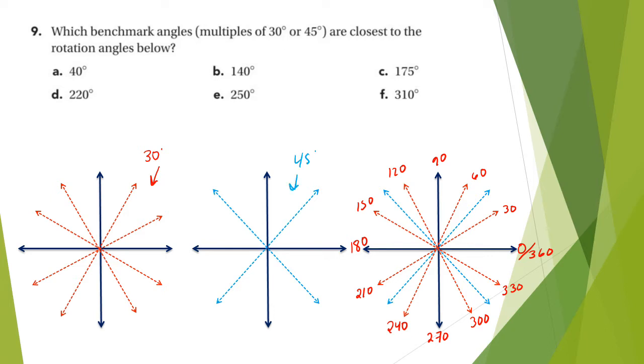bit more clearly. So again, starting with 0, then I go to 45, then 90, then 135, 180, 225, 270, 315, and I'm there. So again, I think 360 I can highlight again too, but those are the 45-degree benchmarks.